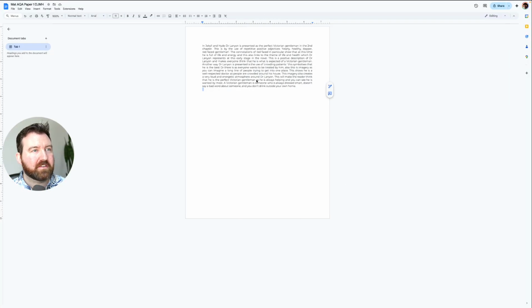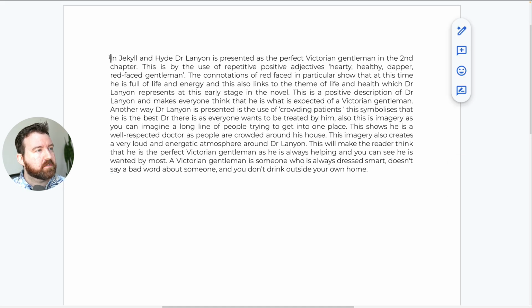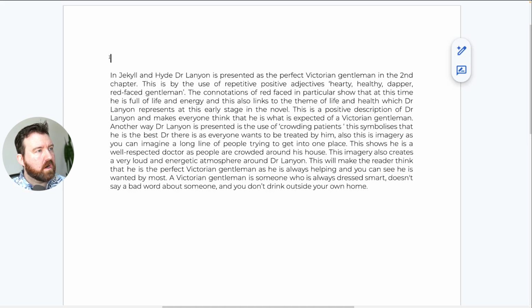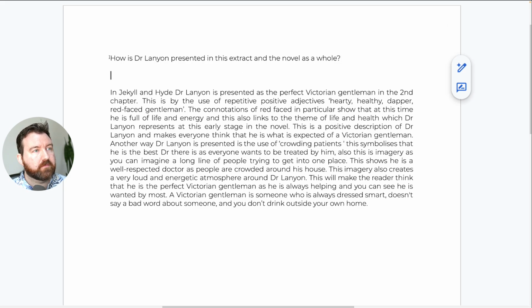So we're going to look at your paragraph on Dr. Jekyll and Mr. Hyde. I remember you said that the title of this was: How is Dr. Lanyon presented in this extract and the novel as a whole? Now, ideally, if you could also let me know the past paper so that I know the extract. Luckily, because it's Dr. Lanyon, there's only a couple of extracts that it could be.